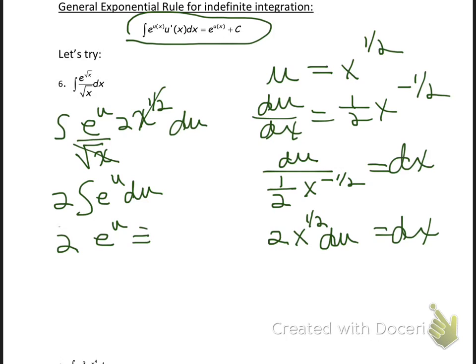So this leads us to 2e to the, not u, but e to the x to the 1/2, so it was radical x. And then don't forget the plus c, because you need a constant of integration since it's an indefinite integral. Okay, that's 6. Let's go on to 7.